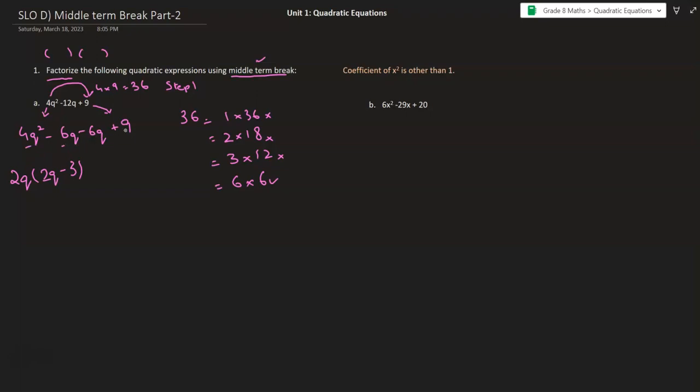Now I have to do the same with this. In this case, I have to figure out what the commons are. q is not common. I see that this is a multiple of 3 and this is a multiple of 3 as well. So 3 can be common. So minus 3.